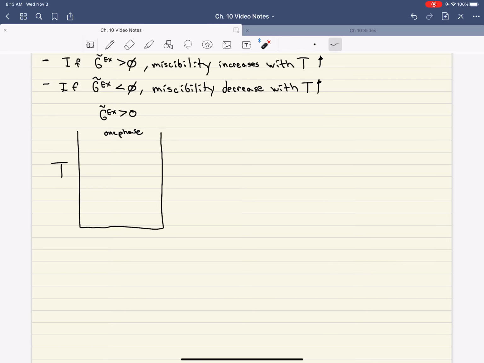But then, let's say we start off at this high temperature, and then we cool the mixture down. As we cool the mixture down, eventually we will reach some sort of critical temperature, where below this critical temperature, we won't have one phase anymore, but rather the mixture will phase separate into two phases. And the window for this two-phase region will look something like this.